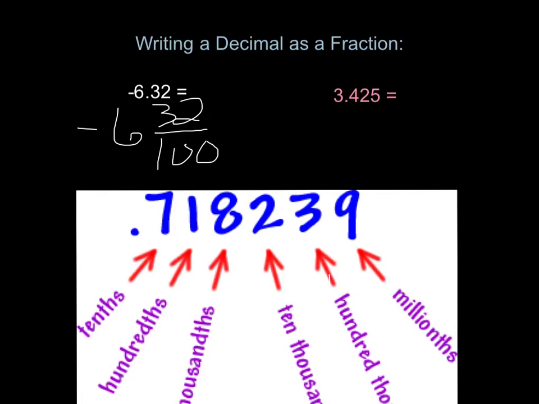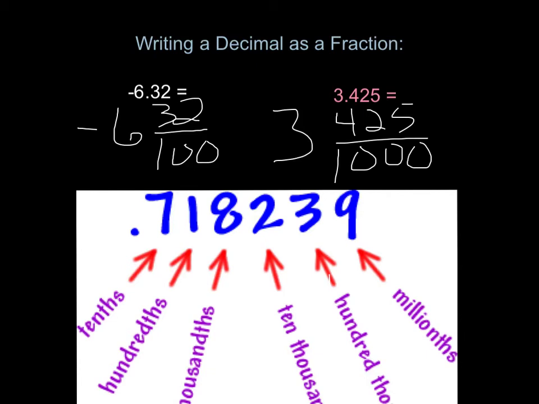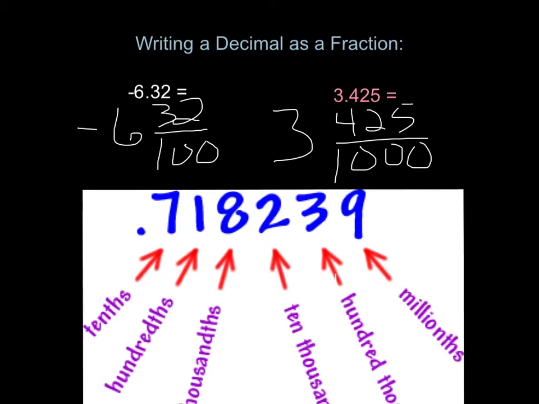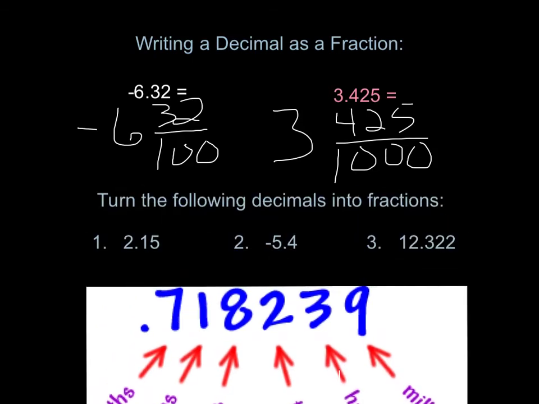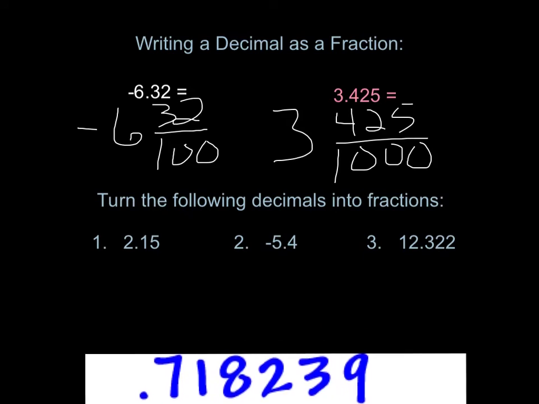If we follow the same rule, 3.425 would be 3 and 425 over 1,000. 1 followed by 3 zeros. Please take a moment to pause this video, record the first two examples in your notes, and try the next 3 examples on your own.